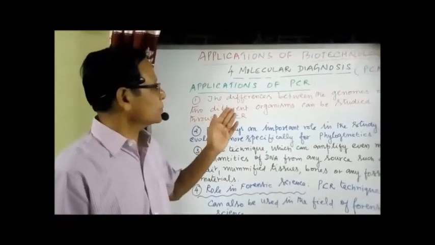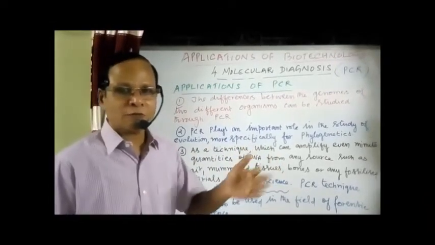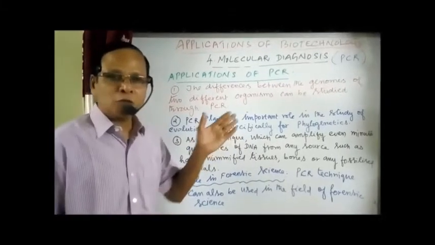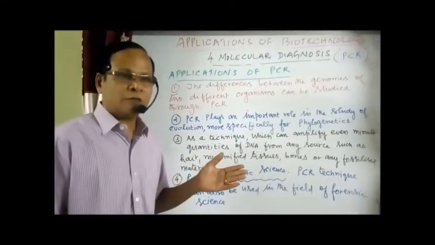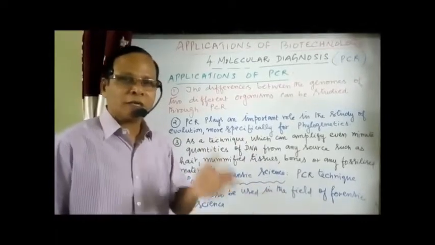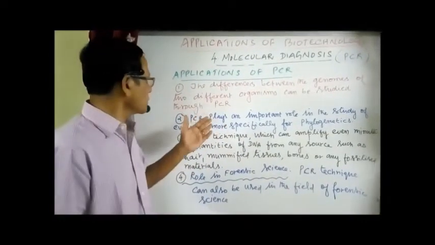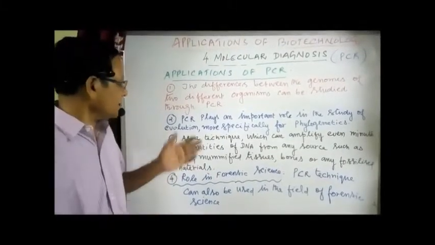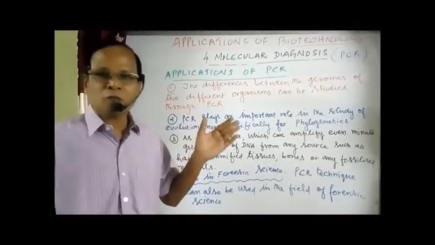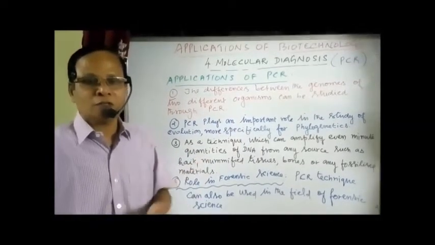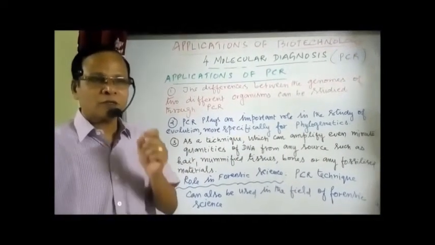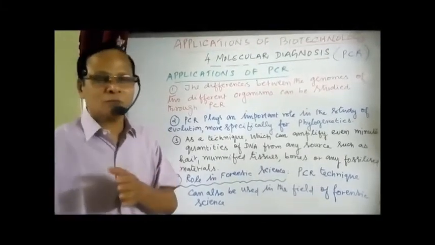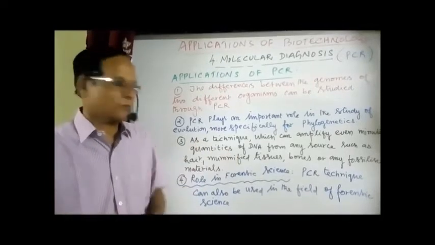What are the applications of PCR in the present generation as well as for the future? Now, the differences between the genomes of two different organisms can be studied only through PCR, by gene amplification or DNA amplification. Second, it also plays an important role in the study of evolution, more specifically phylogenetics. You know the phylogenetic system of classification, based on evolutionary principles, we can classify the organisms.